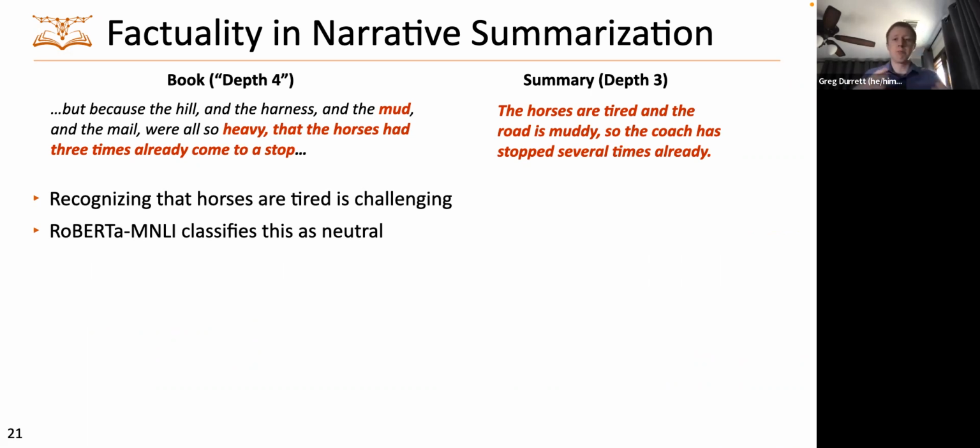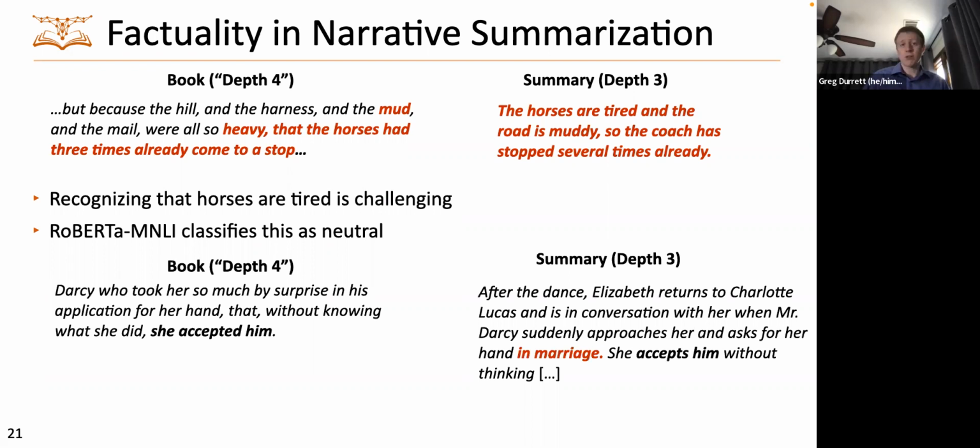Entailment is one of the core ways that people make these kinds of judgments, and RoBERTa MNLI will say that this summary is neutral with respect to the book, meaning it's not necessarily entailed. We see other kinds of factual errors as well.